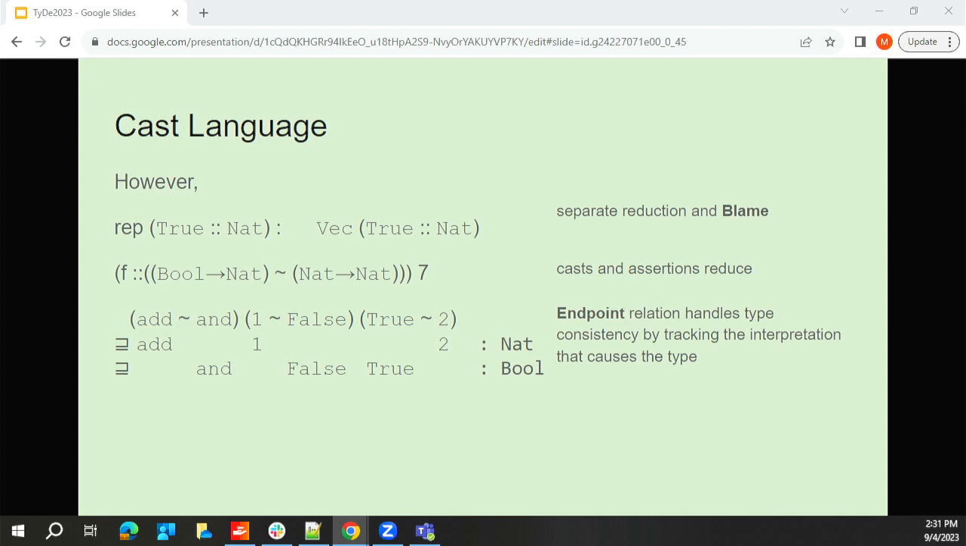Well, we extend the typing relation with what we call endpoints, and it lets us keep track of the interpretation of every term in a type-consistent way. So we'll say that this both has an endpoint where it's add 1, 2 at nat, which is in some sense the same as 3, and it also has an endpoint in and false true at bool, which in some sense is the same as false. We're not going to talk more about these. We're just going to pretend typing works regularly from here on out.